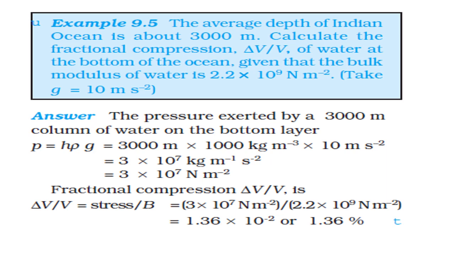The pressure exerted by a 3000 meter column of water on the bottom layer will be H rho g. Put the value and you will get 3 into 10 raised to power 7 Newton per meter square for this one. The fractional compression delta V by V will be then stress divided by B, the bulk modulus. And by putting the value, you will get 1.36 into 10 raised to power minus 2 or 1.36%.